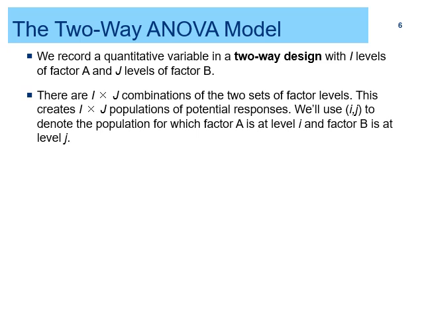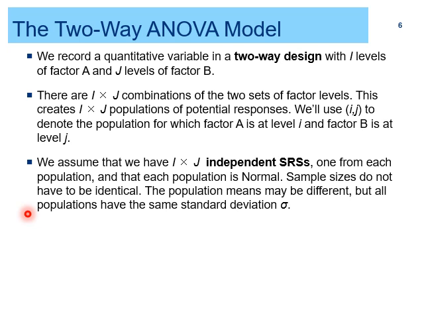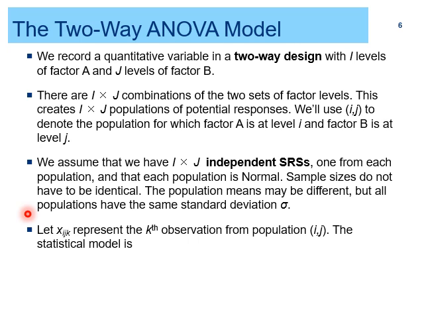Now, the two-way ANOVA model. We record a quantitative variable in a two-way design with I levels of factor A and J levels of factor B. There are I by J combinations in the two sets of factor levels. These create IJ populations of potential responses. We will use IJ to denote the population for which factor A is at level I and factor B is at level J. So we assume that we have I by J independent simple random samples, one from each population, and that each population is normal. Sample sizes do not have to be identical. The population means may be different, but all populations have the same standard deviation sigma.